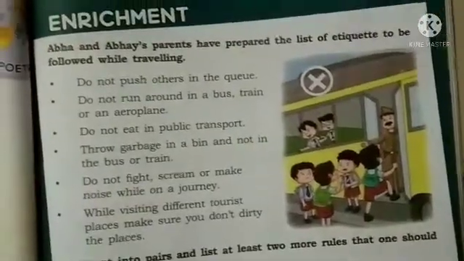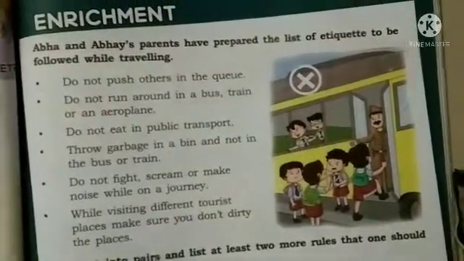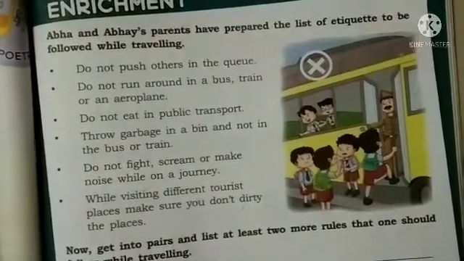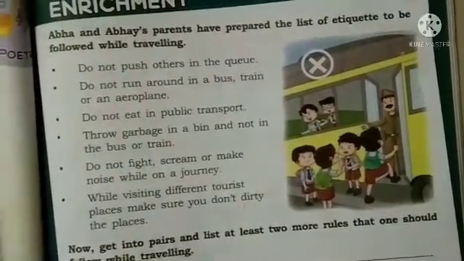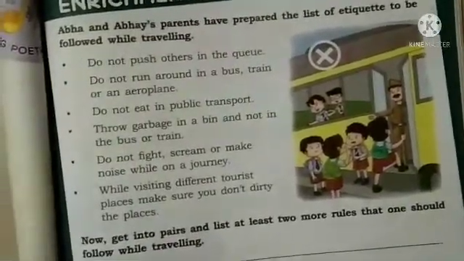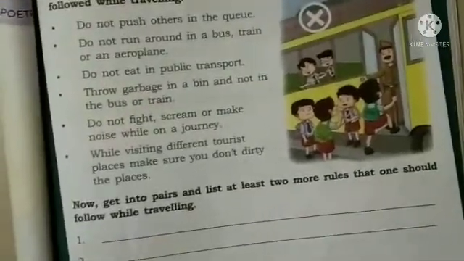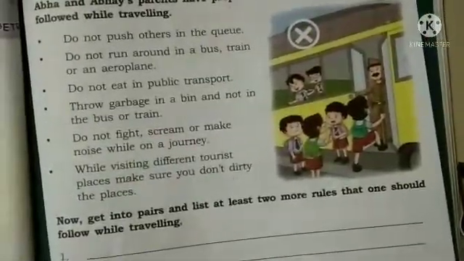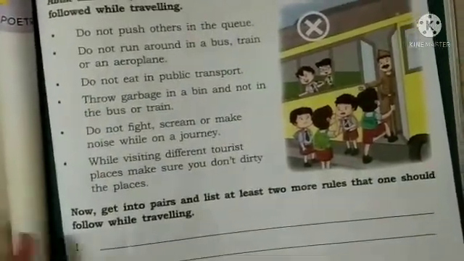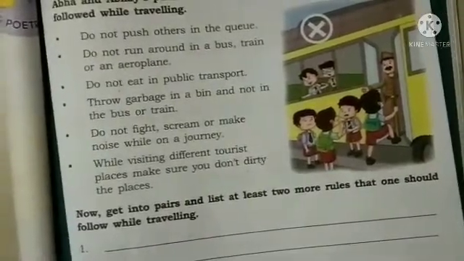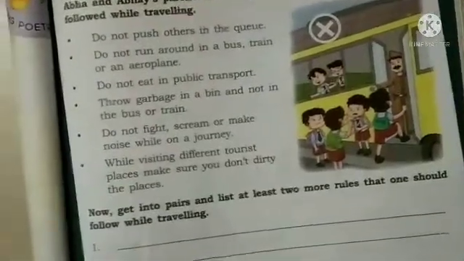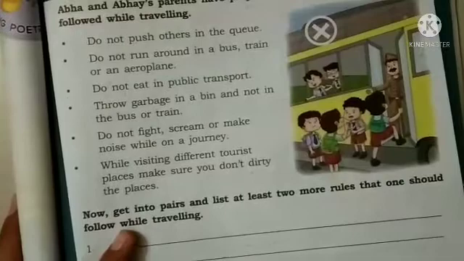So in enrichment, we saw that Abha and Abhay's parents prepared a list of etiquettes that one should follow while traveling. That one should not push each other, then one should not run around in a bus, train or an aeroplane as it might disturb other passengers. Then do not eat in public transport. Then we should throw garbage in a dustbin and not in the bus or the train. Then do not fight, scream or make noise while on a journey. And while visiting any places, we should not make that place dirty. So that is what is given in this enrichment.